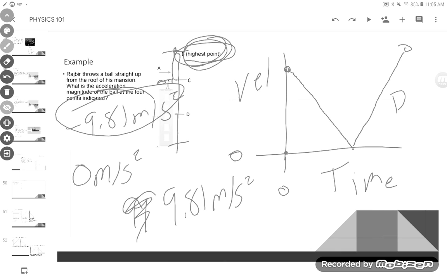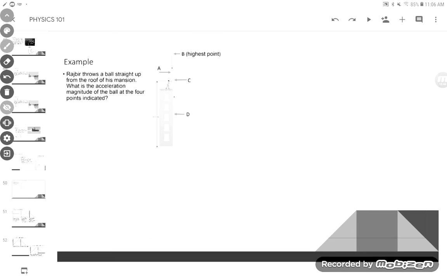Okay, that's the best way that I thought of that I could explain that to you. So as velocity is going down, time's going up. Okay, and then you can calculate the changes to get your acceleration after that. Okay, that's just the easiest way I thought of to explain that.